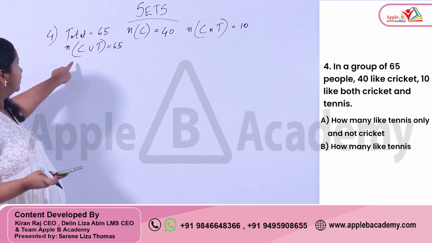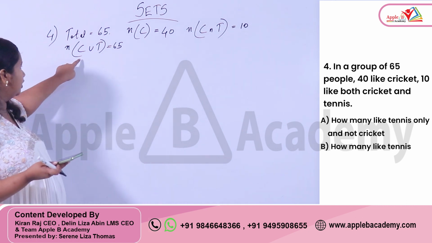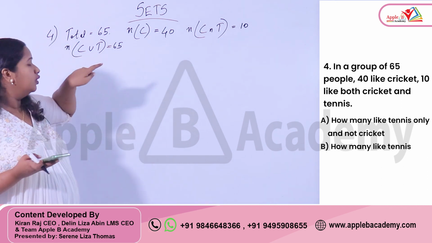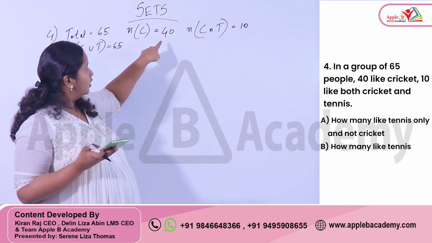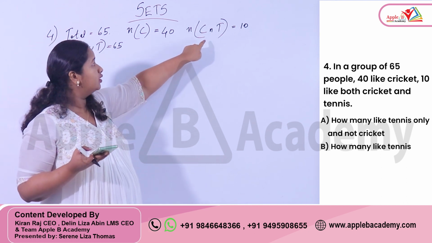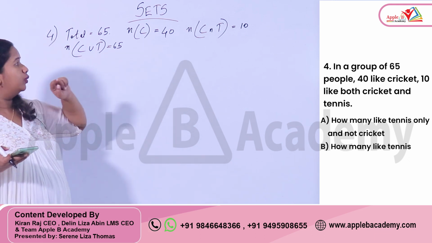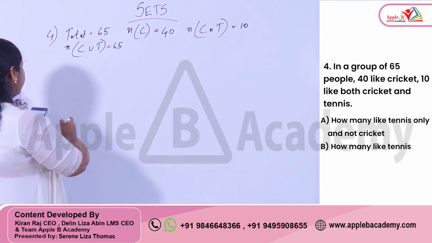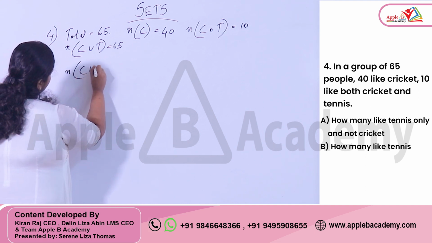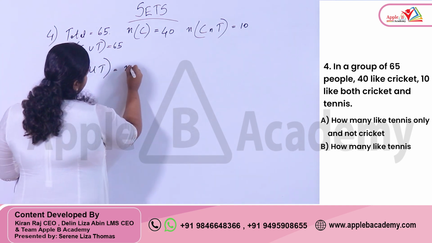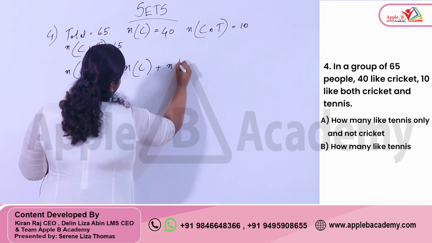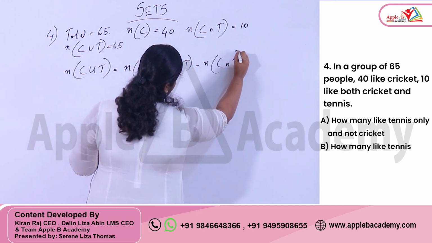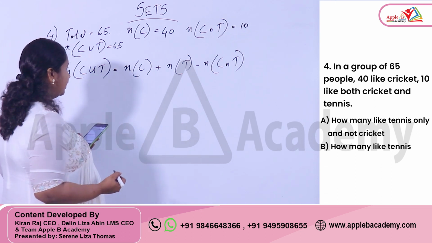So we have these three pieces of information given in the question. N of C union T is equal to 65. N of C is equal to 40. That is the number of people who play cricket. 40. N of C intersection T, common. The number of people who like both cricket and tennis is equal to 10. We will write the equation first. N of C union T is equal to N of C plus N of T minus N of C intersection T. Okay, we will just draw the Venn diagram.